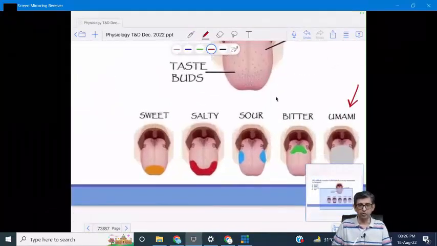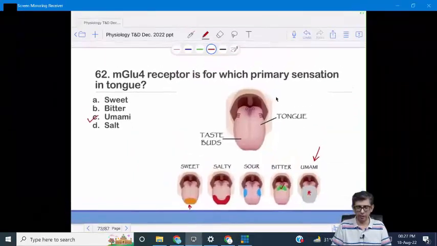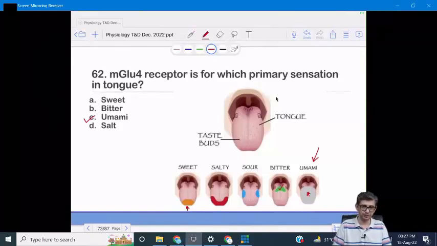So the tip of the tongue is sweet on the tip, and when you go a little laterally, it is salty. Then would be sour, and bitter would be on the posterior part of the tongue. But a large dorsum of the tongue would be able to appreciate this umami taste or sensation, which is mediated via M-glu4 receptors. Answer to question number 62 is option number C.